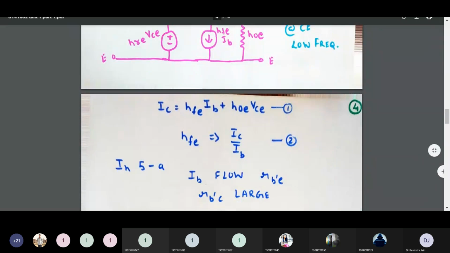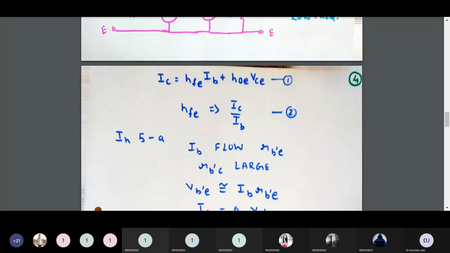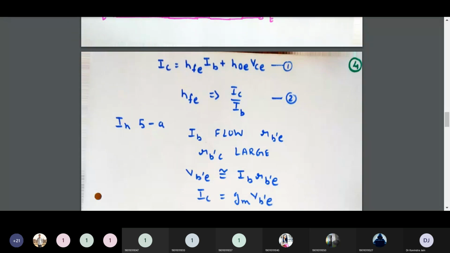So now IB is flowing into RB dash E. RB dash C is very large. Hence we are getting these two equations. Now as you can see, we are writing IC is equal to GM into VB dash E. What is VB dash E equal to?